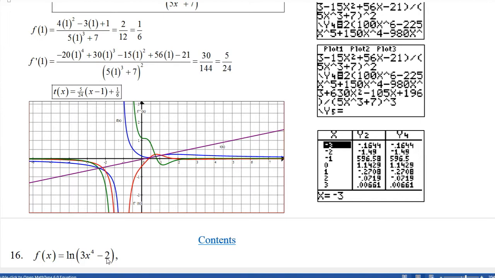So if you haven't done this one already, stop the video and compute the first derivative and then come back. Press pause now.